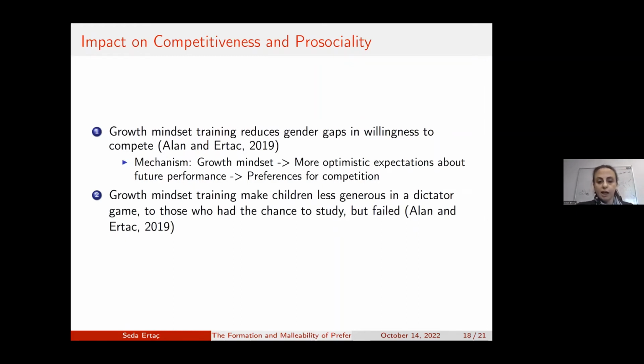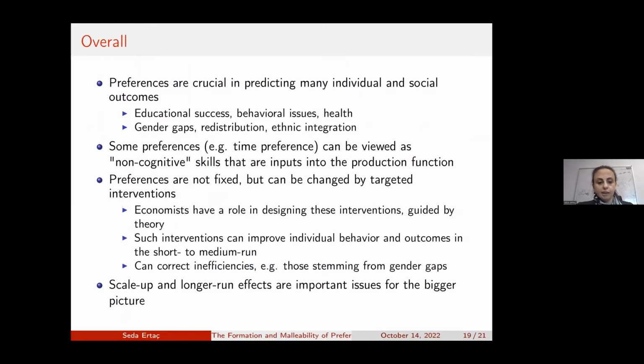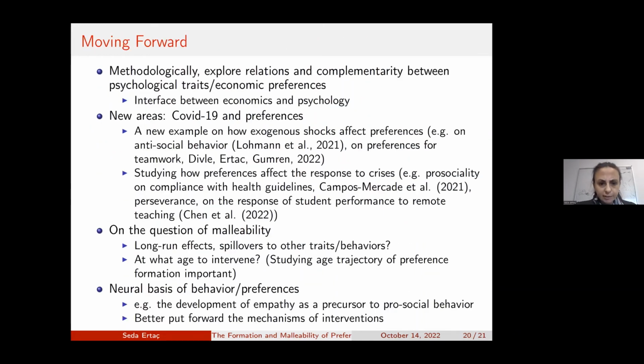It's important to study the spillovers to other traits and behaviors that the intervention didn't really target in the first place. Moving forward, there are different avenues. Methodologically, I think it's important to explore relations and complementarity between psychological traits and economic preferences.